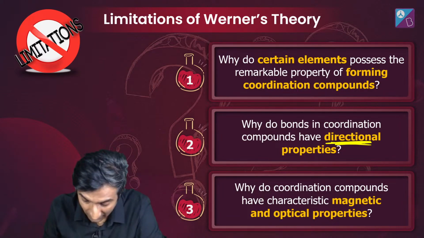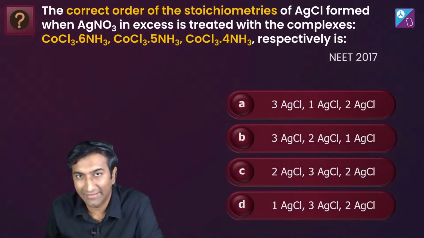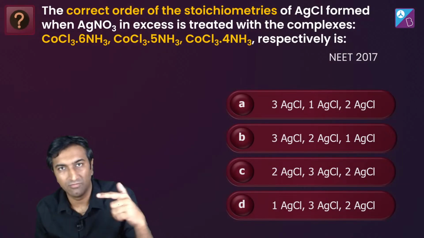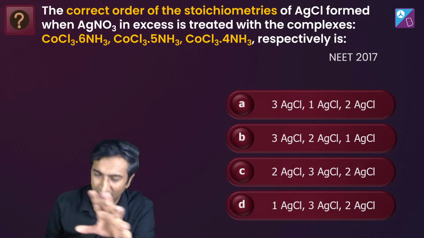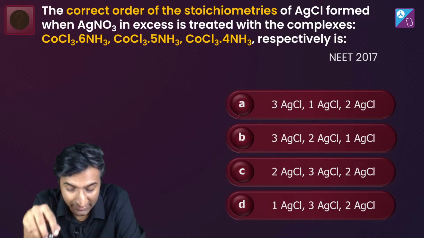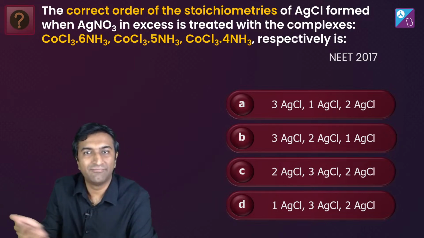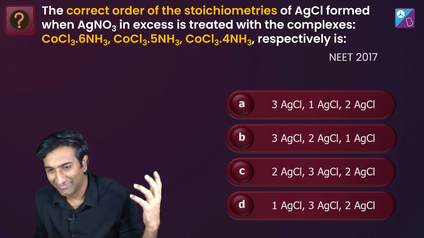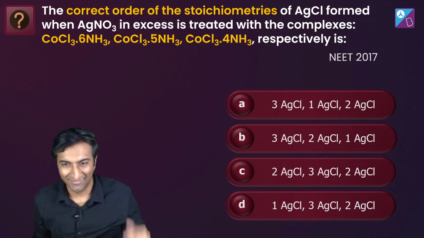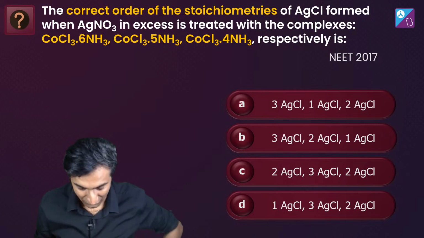ठीक है. Anyway, why do they have magnetic and optical properties? Optical properties है. Magnetic तो आपको समझ में आता है ना. Diamagnetism, paramagnetism. Optical क्या है? Hold on to your horses, we'll do it. खैर एक सवाल करते हैं, the correct order of stoichiometries of AgCl formed when AgNO3. यार ये तो अभी हमने पढ़ा था वार्नर्स theory में, David Warner, David Wagner, I got mixed up, Wagner, Bach, yeah, Wagner is a nice classical music guy.